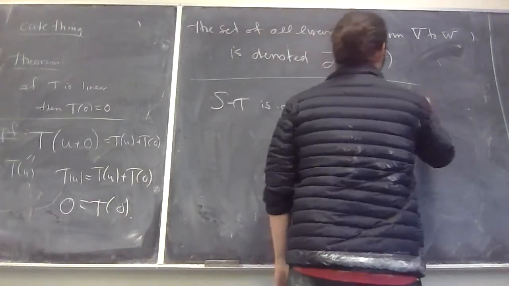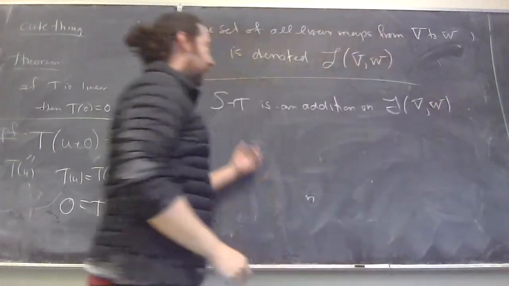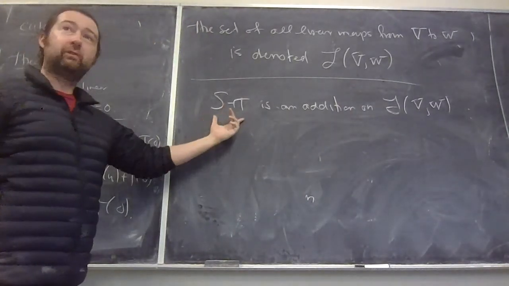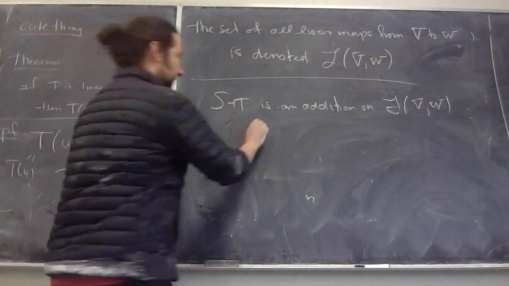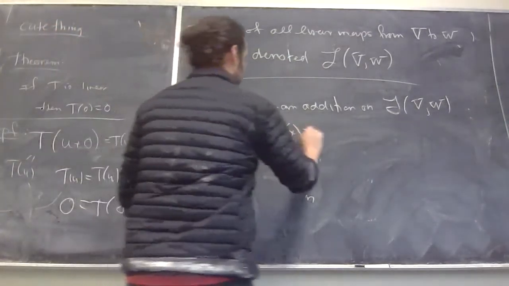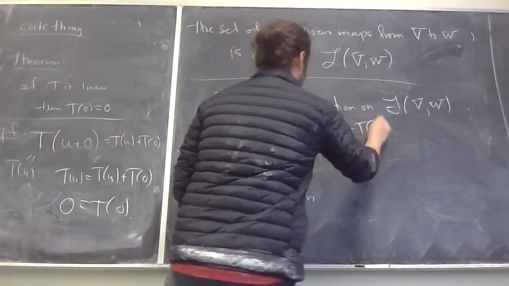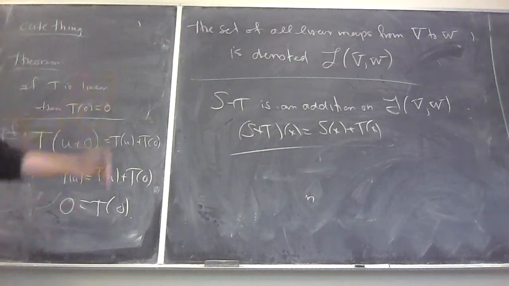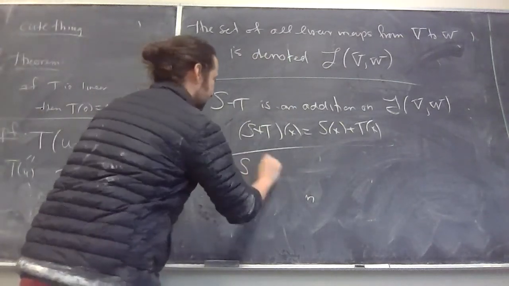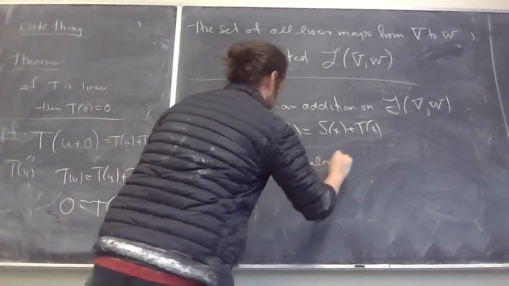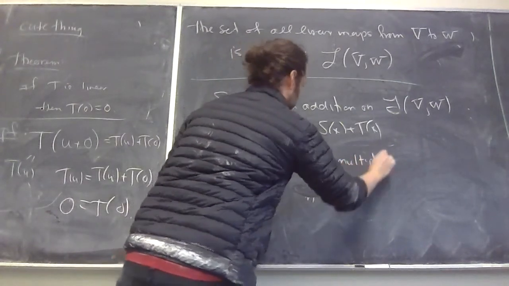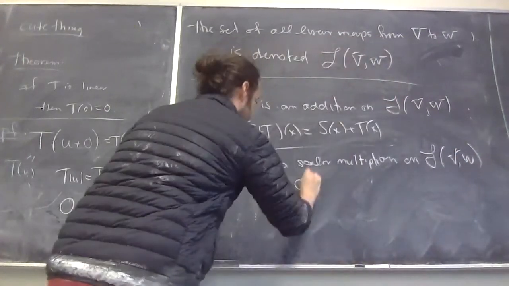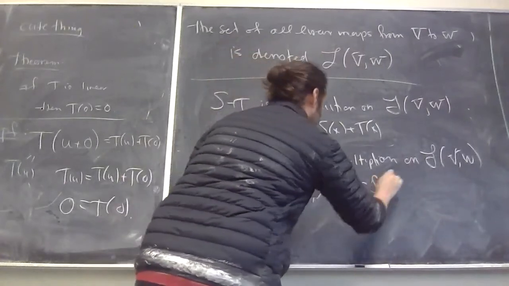Would it surprise you to learn that S plus T is an addition on L of V, W? I can add two linear maps together and get another linear map back again, right? If I have a linear map and I add it to another linear map, it stays a linear map. S plus T of x is equal to S of x plus T of x. Yeah, that's there. I have defined an addition. What else do we need to make a vector space? Scalar multiplication. cS is a scalar multiplication on L of V, W, where you let cS of x be equal to c times S of x.